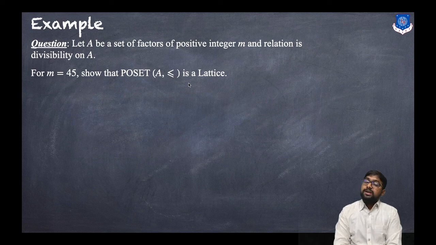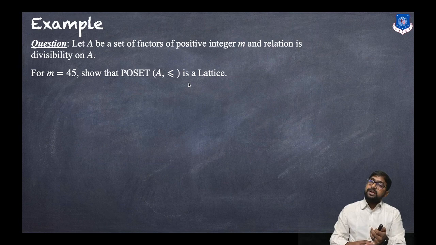And we don't have any relation or any Hasse diagram. So in this example, everything is covered. First we will write a relation, we will draw a Hasse diagram, then we will find GLB and LUB, and then we will conclude whether it is a lattice or not. So this is a good example.